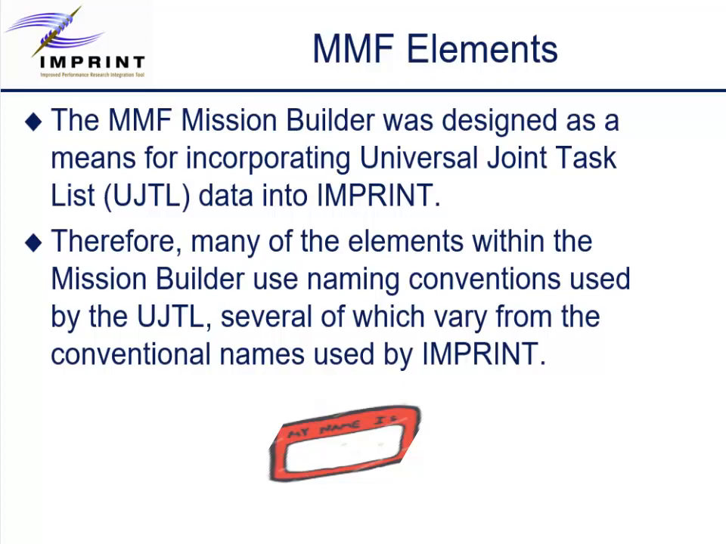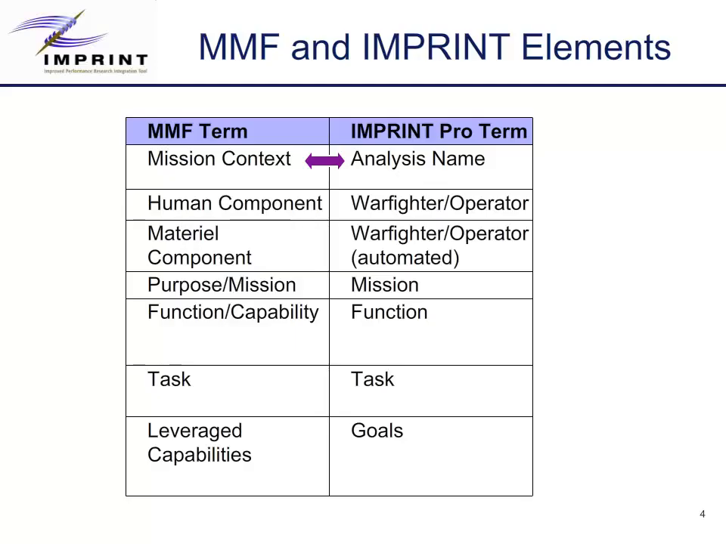The MMF Builder was designed as a means for incorporating Universal Joint Task List data into IMPRINT. Therefore, many of the naming conventions in the MMF match the UJTL, and many vary from familiar IMPRINT terms. The mission context in MMF is mapped to the analysis name in IMPRINT. Similarly, the human component is mapped to the warfighter/operator in IMPRINT. The material component is mapped to the warfighter/operator, but as an automated warfighter. The purpose or mission is mapped to the mission.